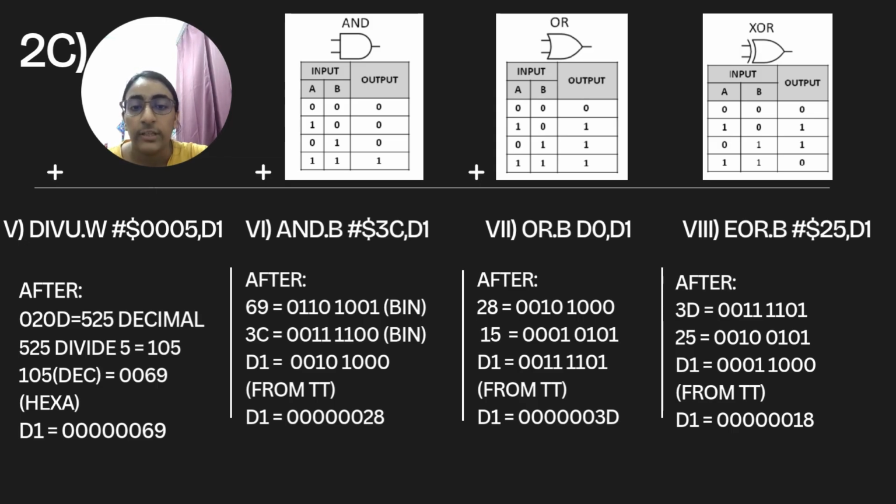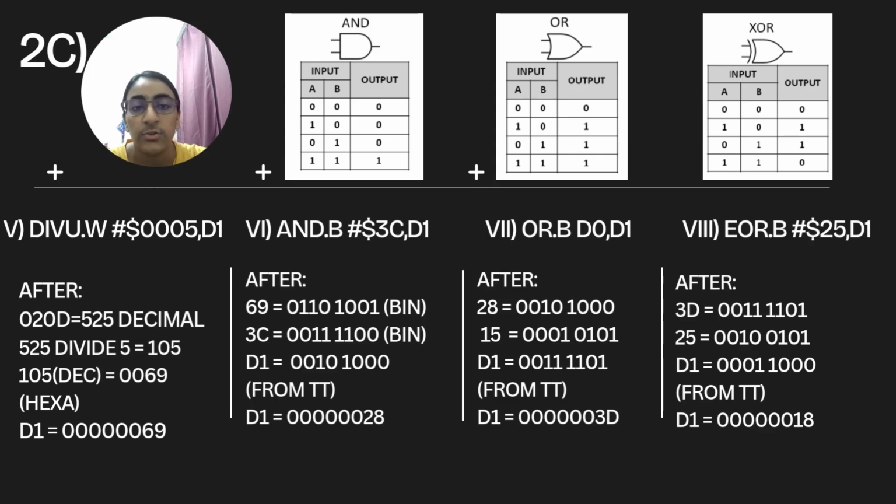And then you're going to take 15, which is from the original question, D0. You take the last 2 digits and change that into binary as well. You should get 00010101. Then you're going to compare it with the OR's truth table, and you should get 00111101. Then you take that binary answer and change that into hexadecimal as well, and you should get 0000003D.